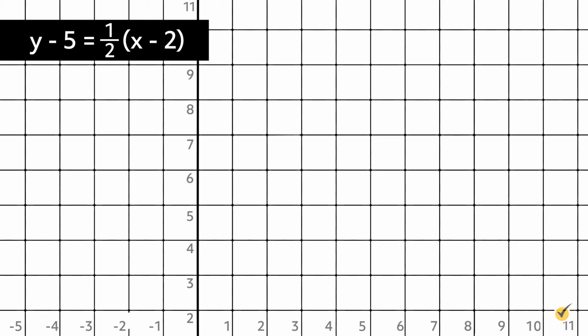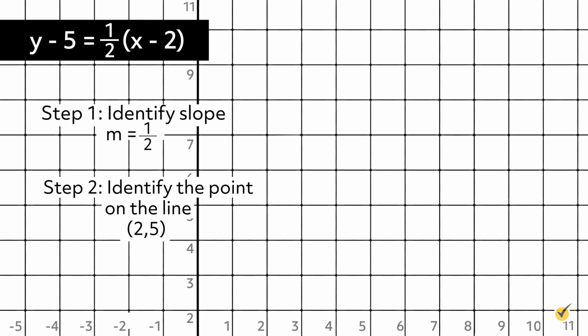Once you feel comfortable with identifying the slope and the point from this form, you can graph the line as we did before. Y minus 5 equals 1/2 times x minus 2. Step 1. Identify the slope m equals 1/2. Step 2. Identify the point on the line 2, 5. Some students find it helpful to switch the sign of the given formula to determine the coordinates of the point.